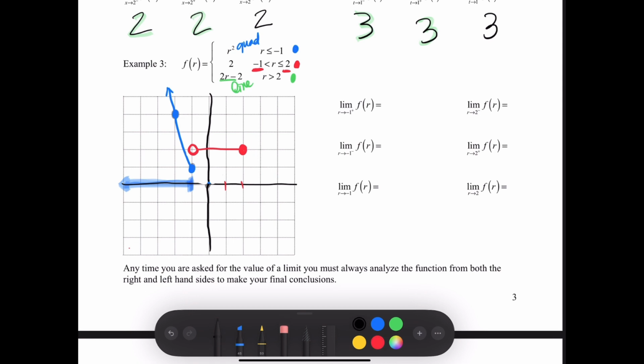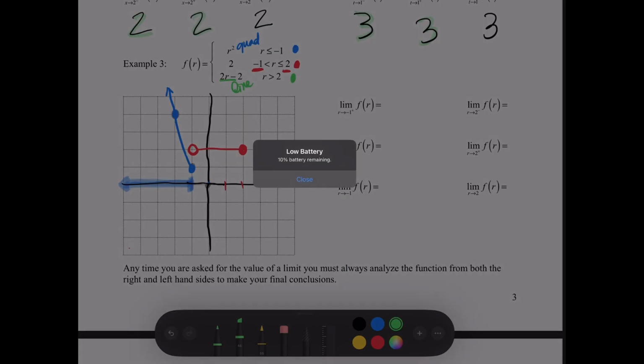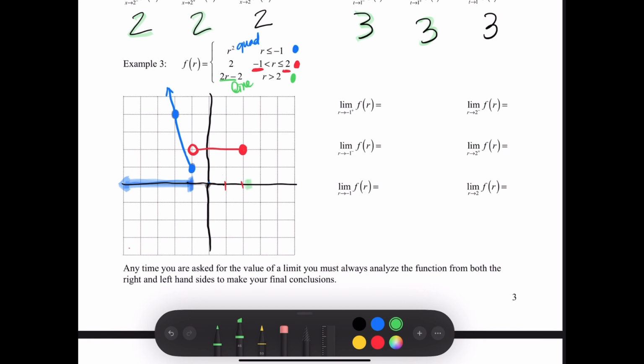Okay, next I have a line with the equation 2r minus 2. And this is going to be graphed on all the values greater than 2. So all of these values greater than 2 over here on my x-axis, I'm going to have that line. So for this line, I have a y-intercept of -2, and then my slope is 2 over 1. So rise 2, 1 to the right, rise 2, 1 to the right, rise 2, 1 to the right. Okay. So this is kind of what my line looks like.